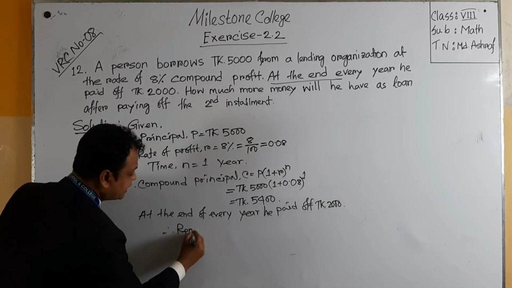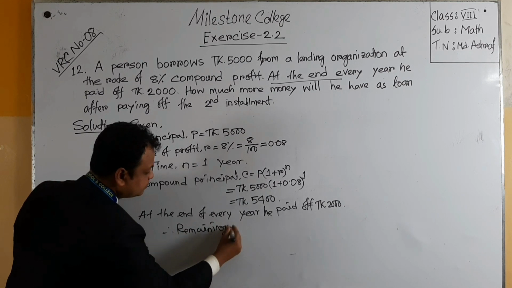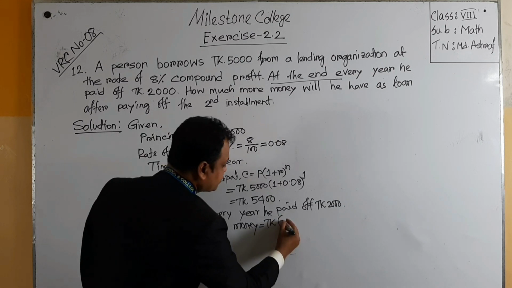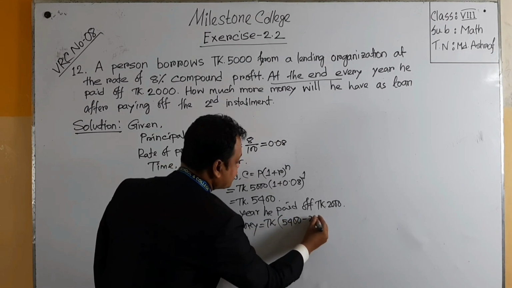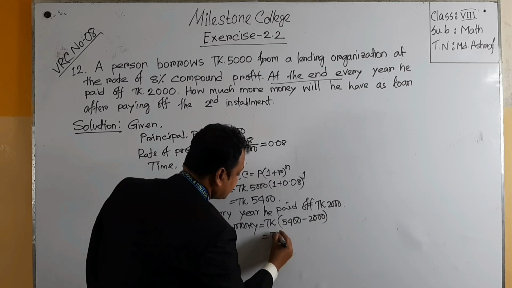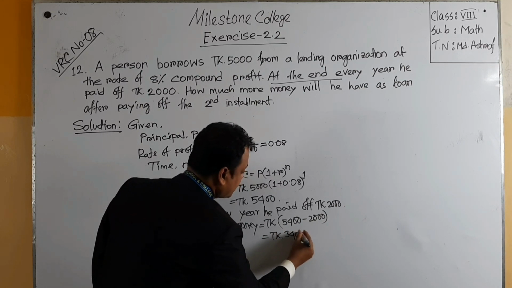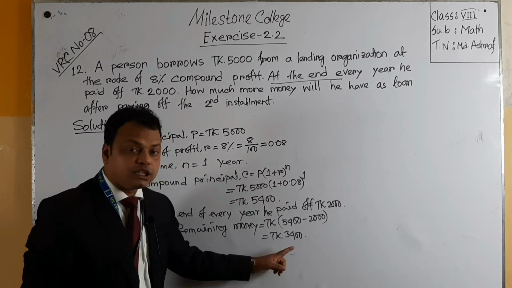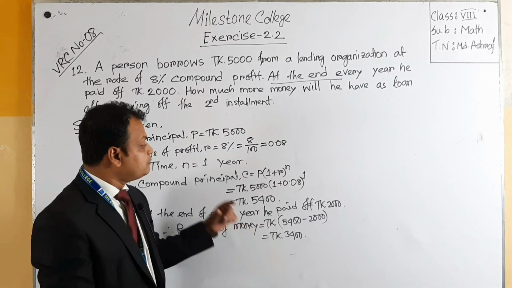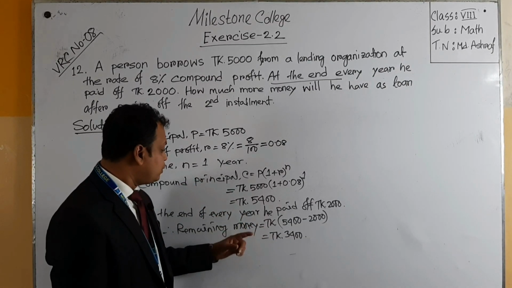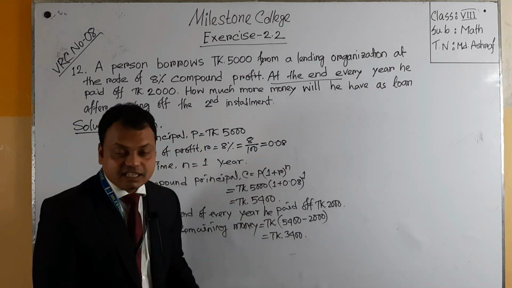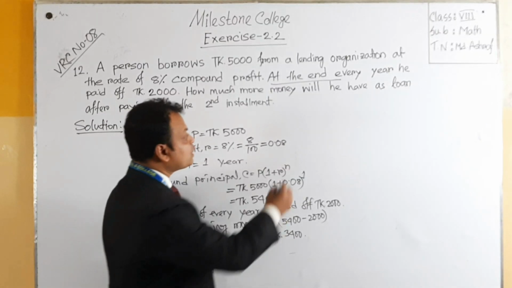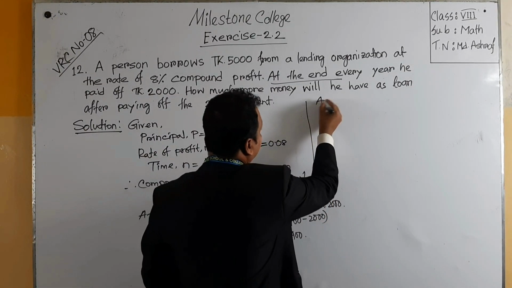Therefore, remaining money equals taka 5,400 minus 2,000. What will you get? Taka 3,400. So after 1 year the bank will get from the person taka 3,400, and this taka will be carried on for the second year. Then for the second year, in the same way, we have to find the compound principal. So write it here again.